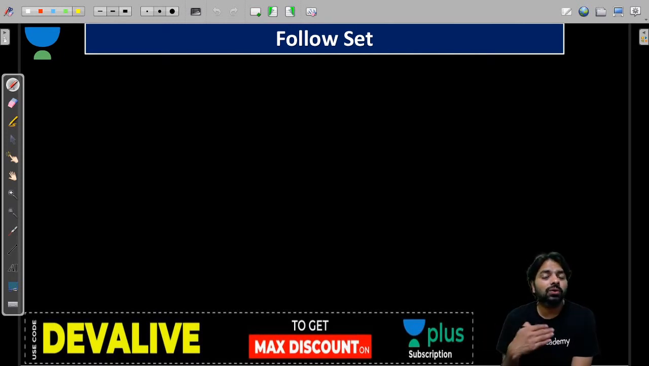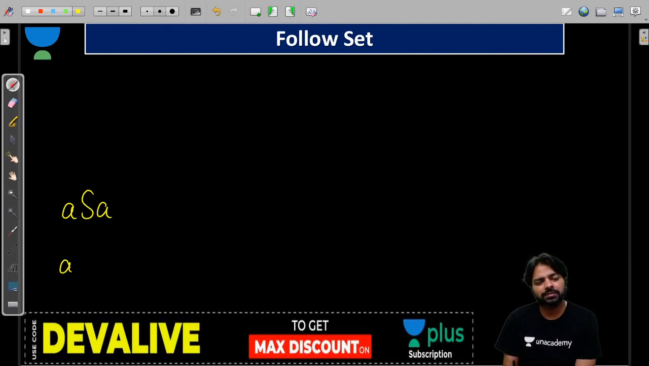Now you don't worry about the derivation. You worry about the production, the sentential form of the derivation. Suppose you are getting something like this while deriving a string, and after some time you have A, S, B, A, and so on. This kind of sentential form is coming, and maybe you begin with S followed by dollar. Maybe you will begin like this.